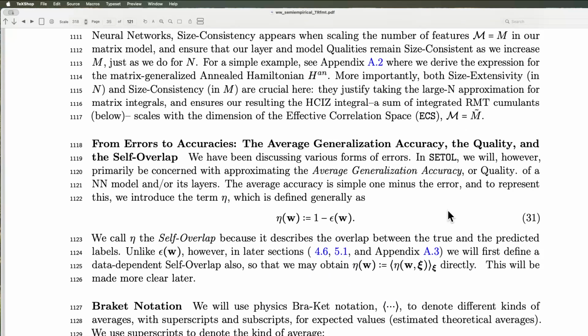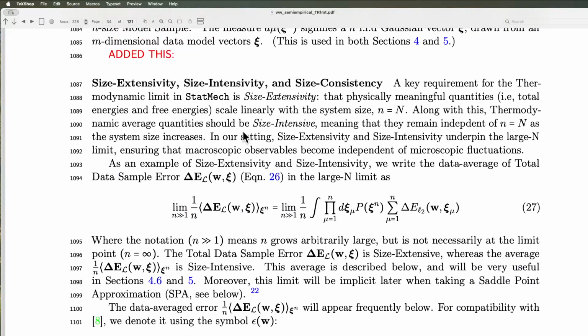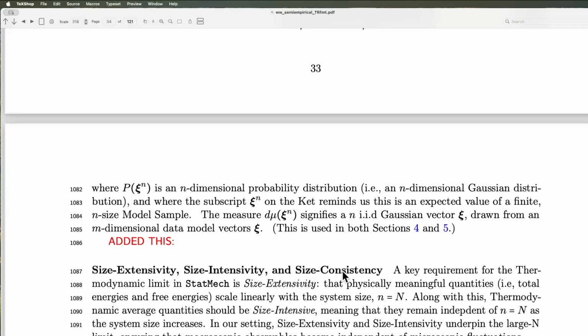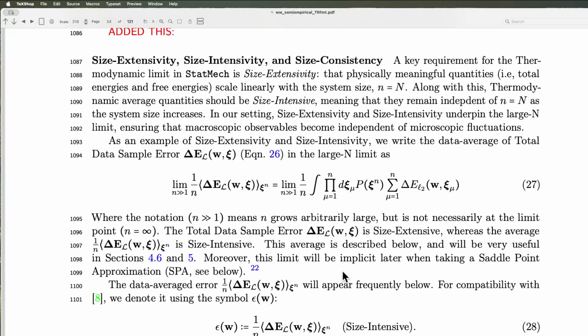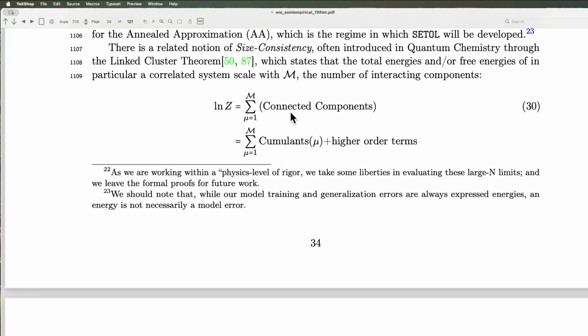Then we have this other idea that we talk about once we understand this notion of size extensivity, intensivity, and size consistency. This is stuff you probably would not see even in a statistical mechanics book, especially the size consistency stuff. It's very important, but it's not something you're going to see in a normal stat mech course. It's something you might see in a quantum chemistry course, but it's really important when you consider what our solutions are going to look like.